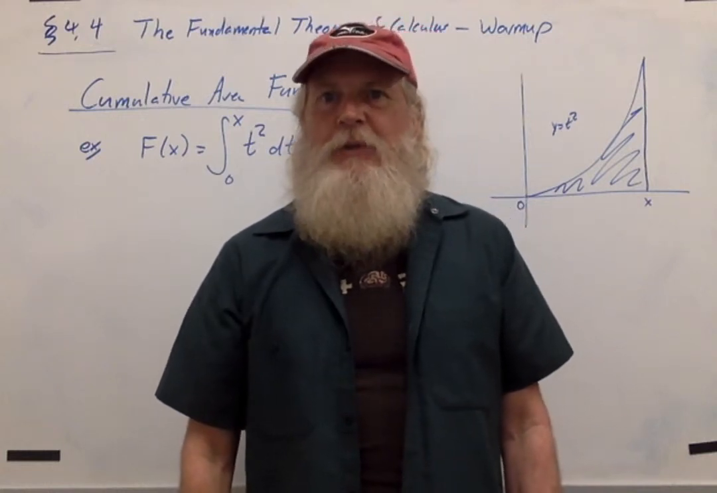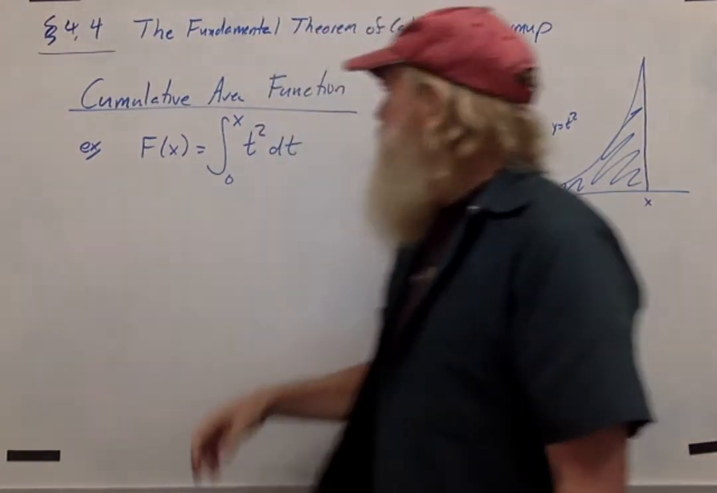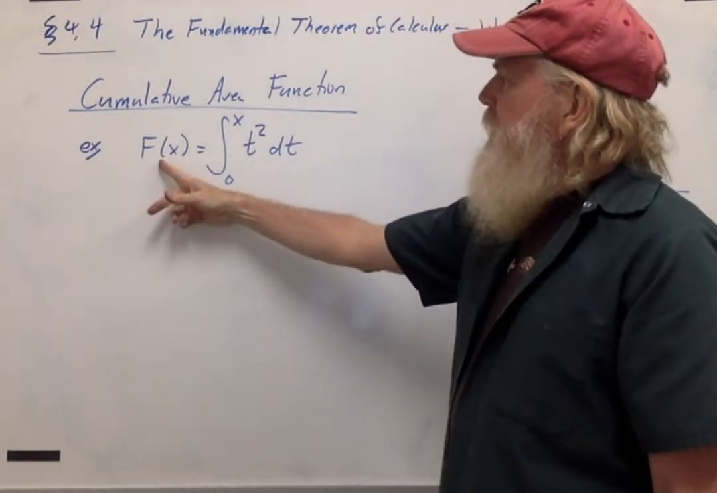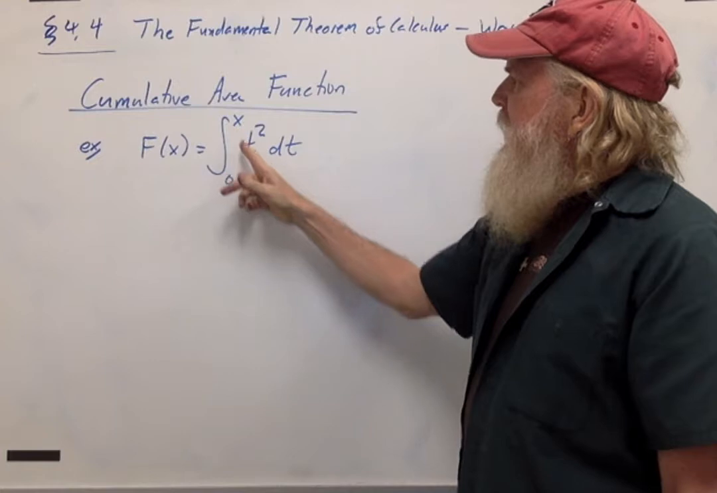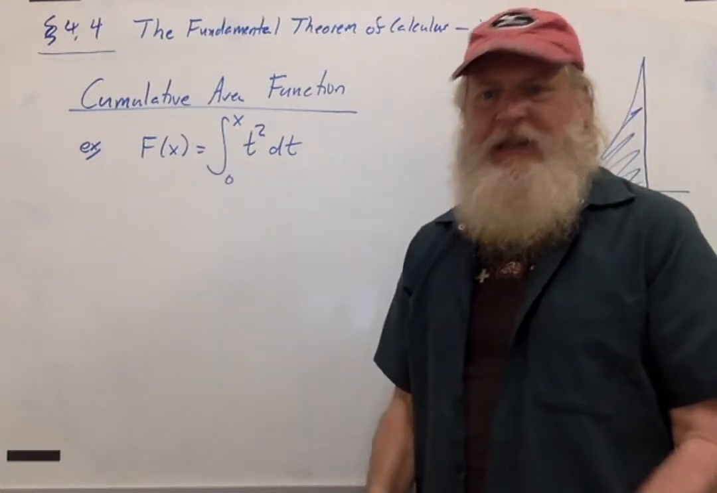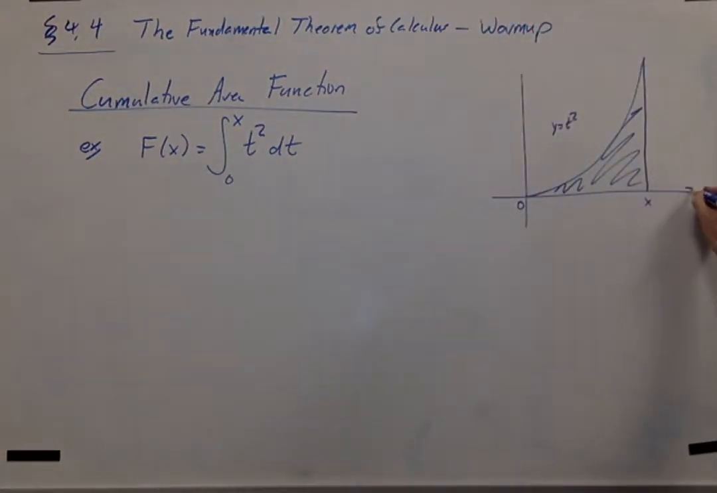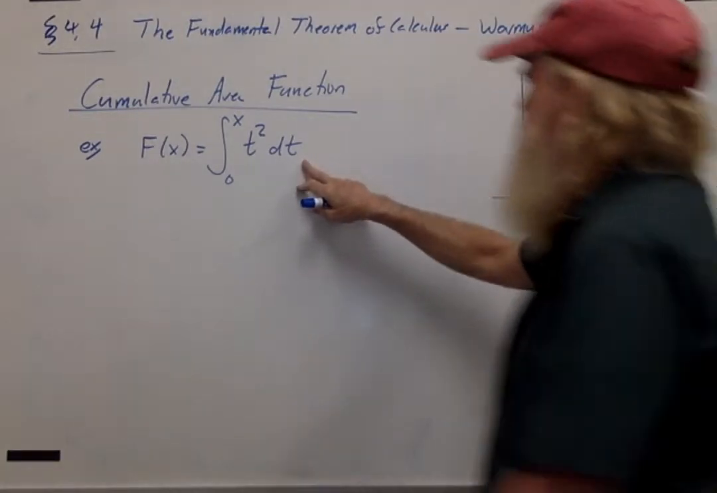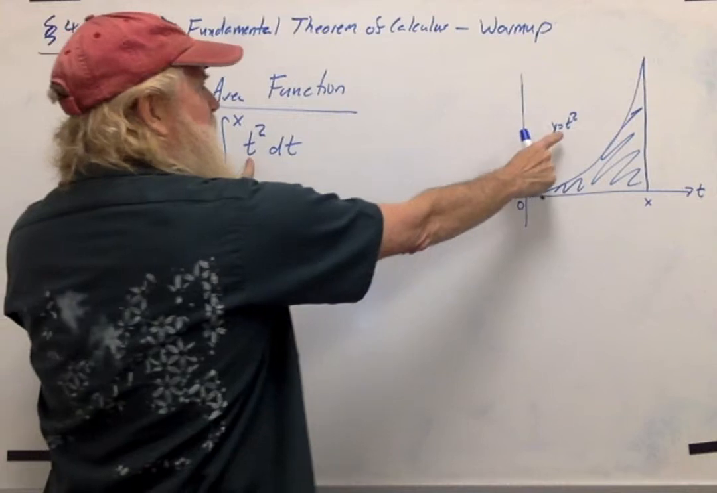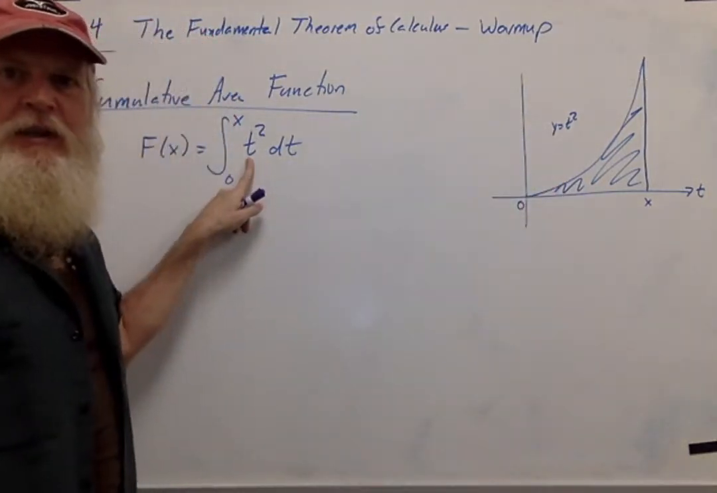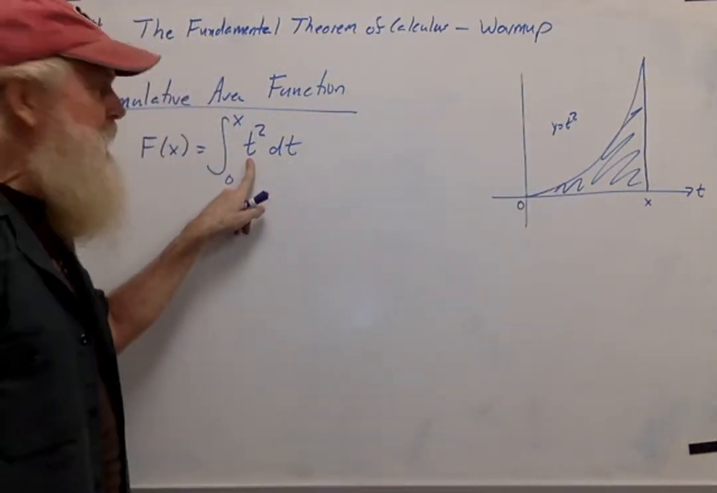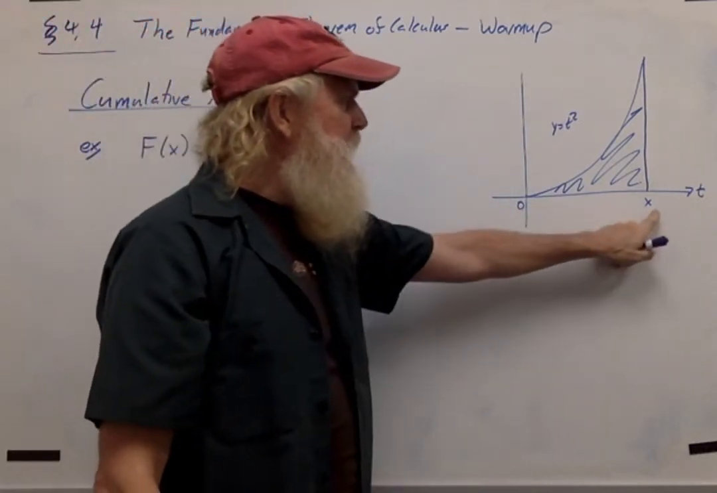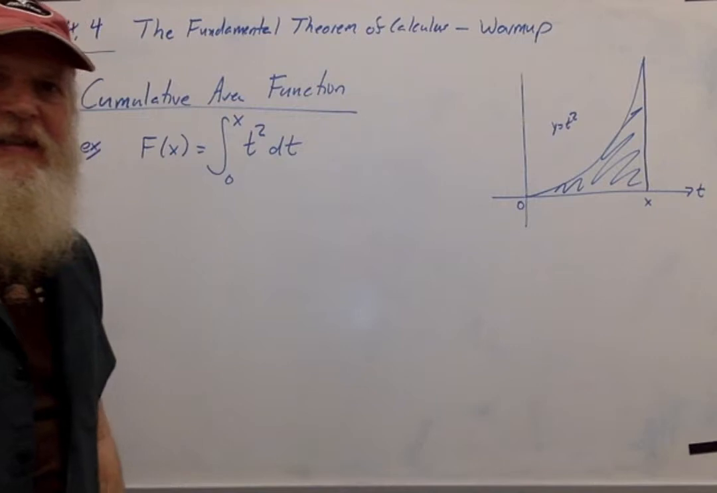As a second example of a cumulative area function, let's see if we can find out what a formula for the integral from 0 to x of t squared dt. Once again, the name of our horizontal axis is t. The function we're working with is f of t equals t squared, so y equals t squared, which is a parabola. And we want the area underneath that parabola between 0 and x on the t-axis.